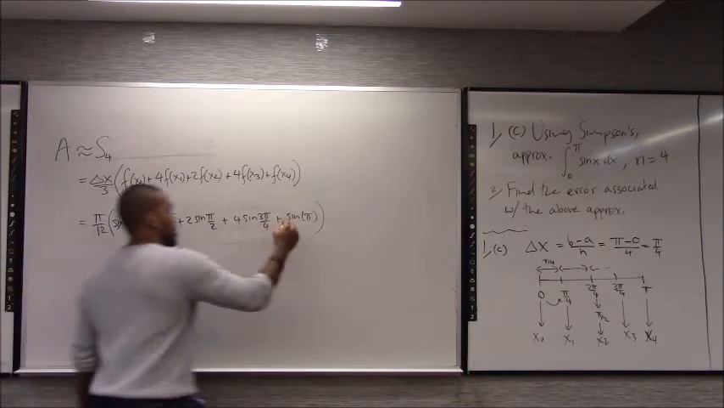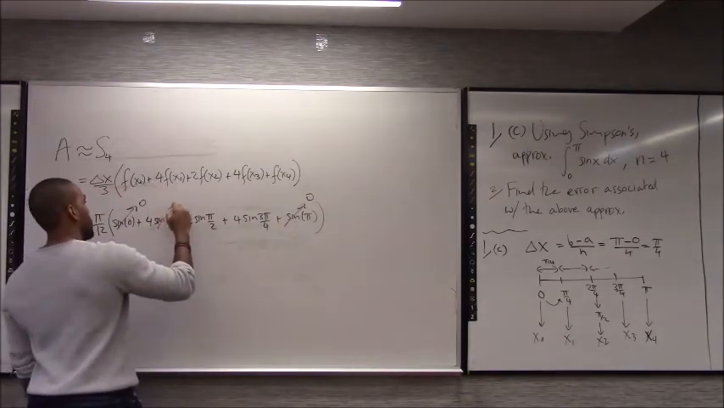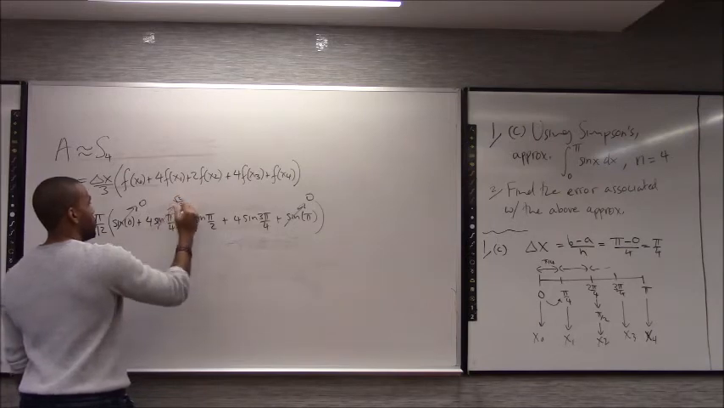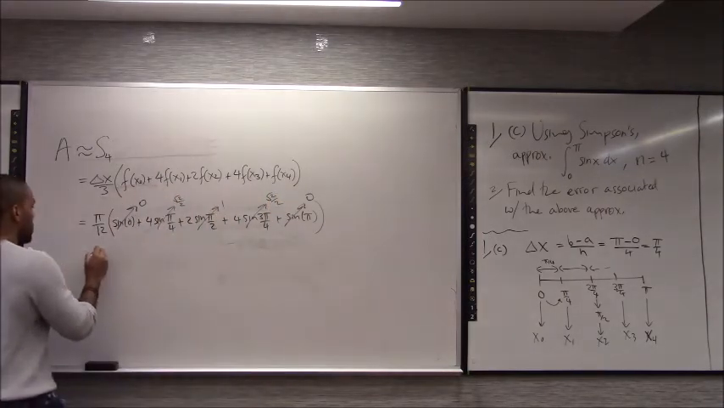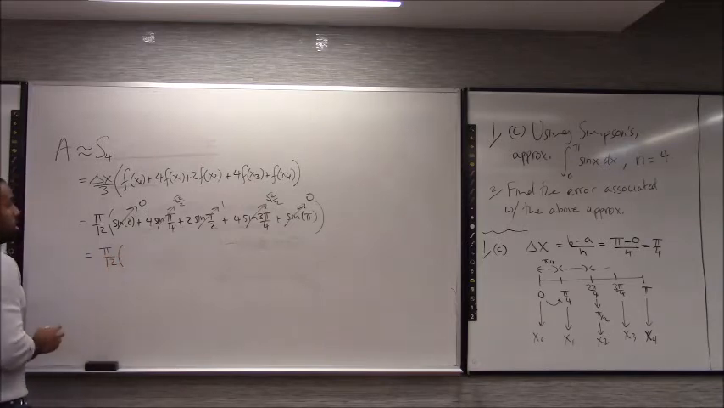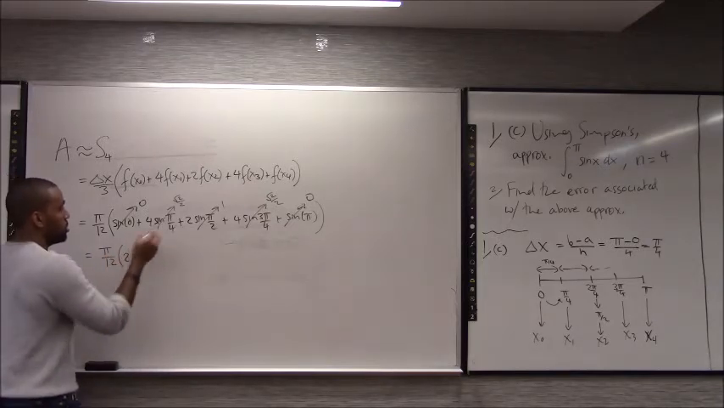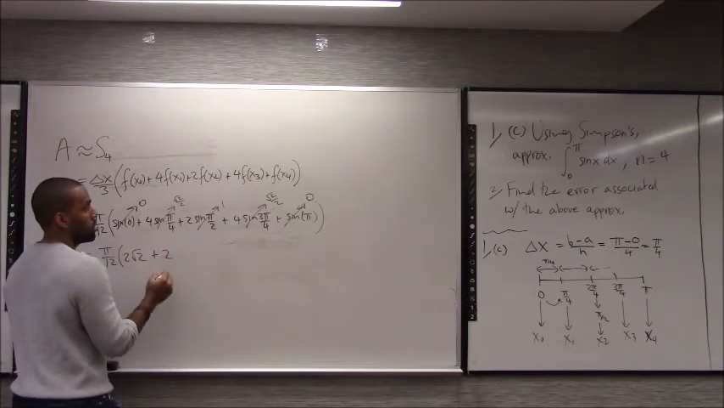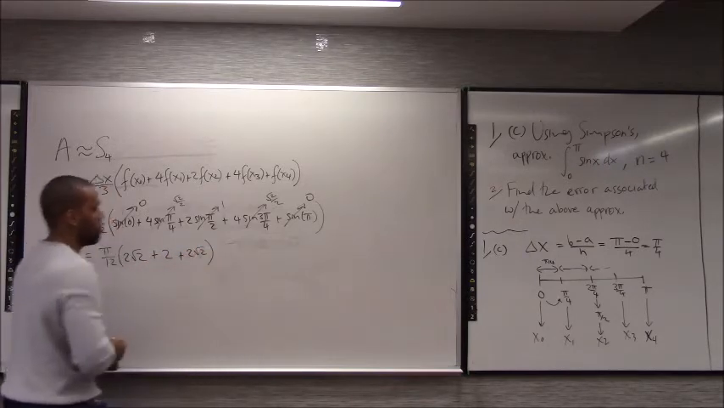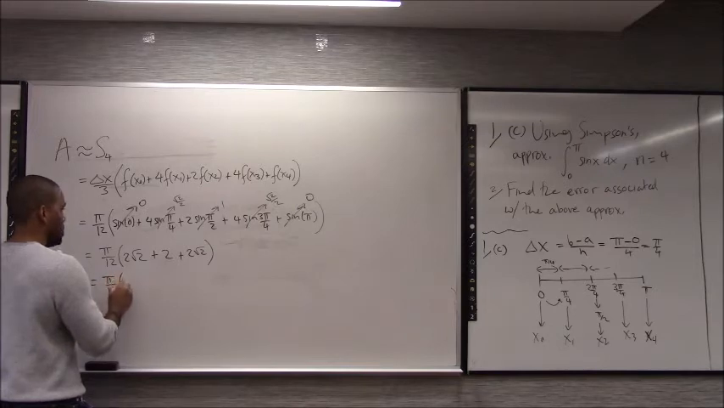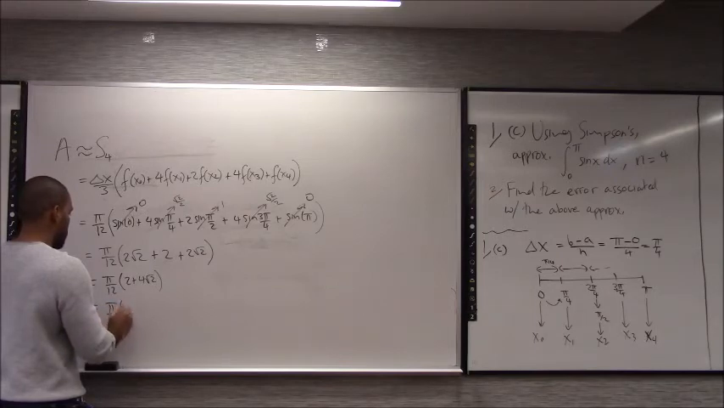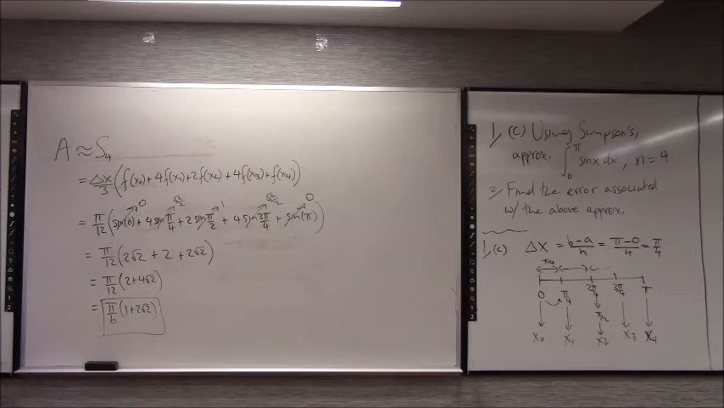Sine of 0 is 0, sine of pi is also 0. Sine of pi over 4 is radical 2 over 2. Sine of 3 pi over 4 is also radical 2 over 2. Sine of pi over 2 is 1. So this all simplifies to pi over 12 times 2 rad 2 for this part, plus 2 plus 2 rad 2 for that part. So that's pi over 12 times 2 plus 4 rad 2. I guess you can think of that as pi over 6 times 1 plus 2 rad 2. That's your approximation for the area under that curve.